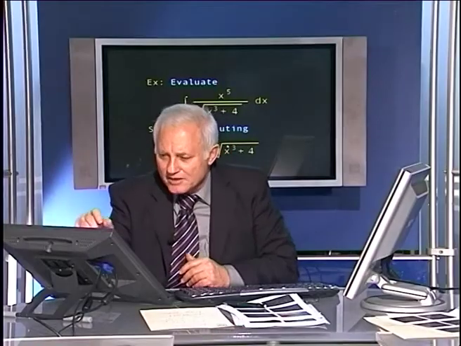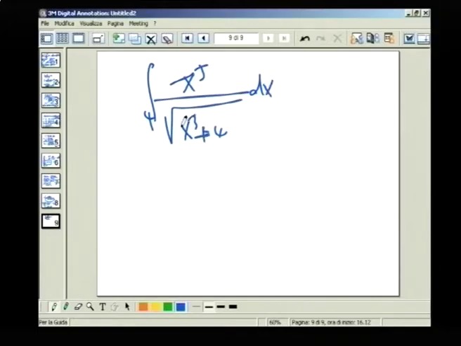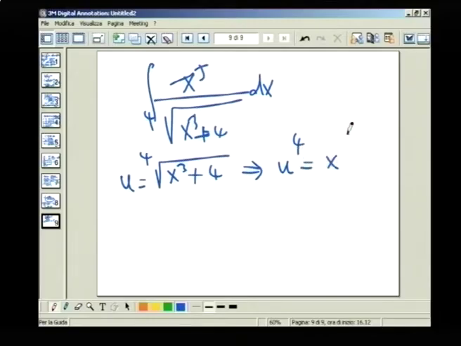For example, let us have this substitution. You have here the integral of x to the power 5 divided by the fourth root of x cubed plus 4, dx. Now what you do, I've chosen the substitution u is equal to the fourth root of x cubed plus 4, meaning that u to the power 4 is equal to x cubed plus 4. Now we shall see how we can proceed. It means that 4u cubed du is equal to 3x squared dx.